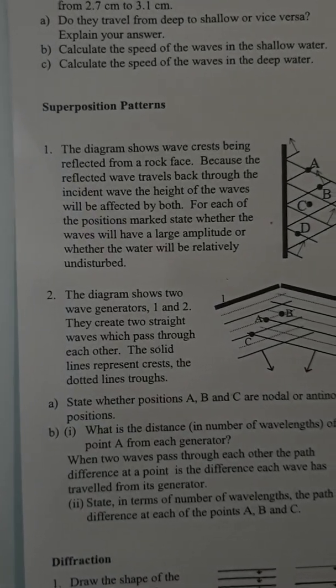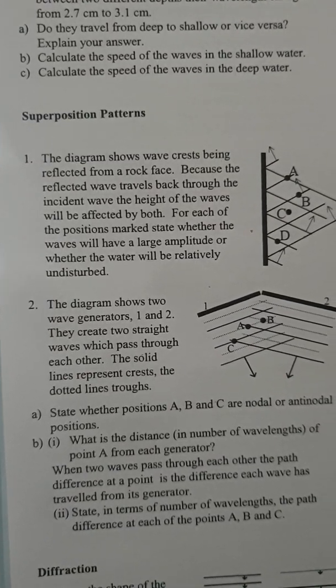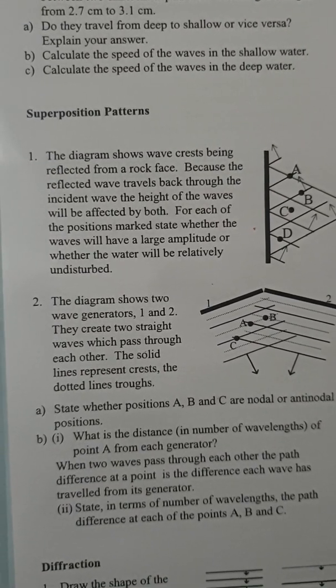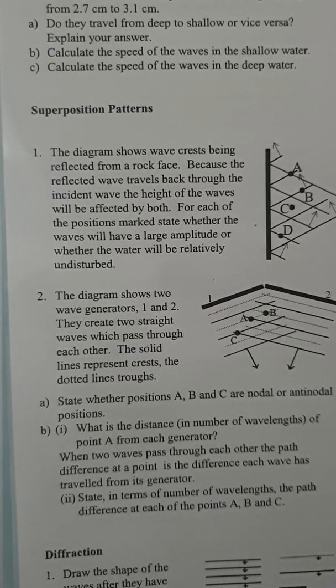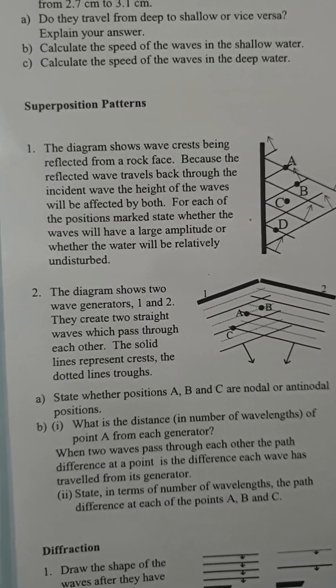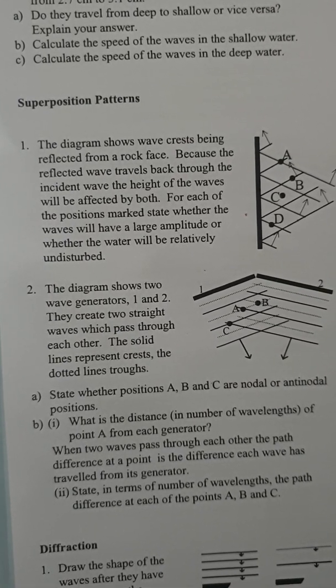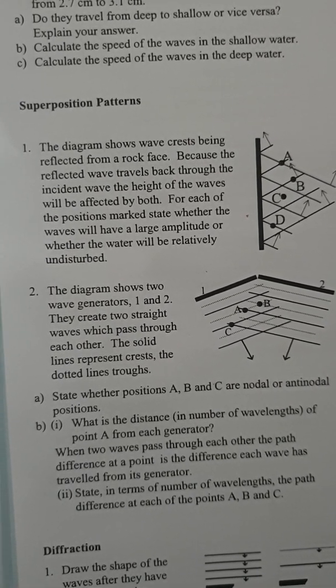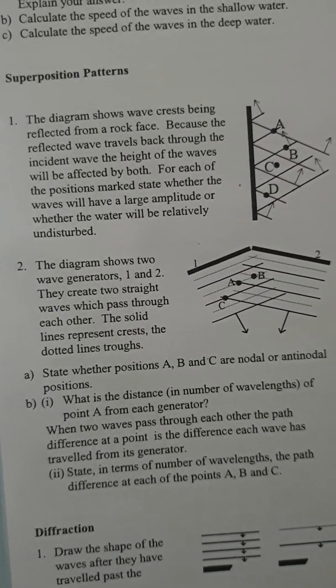The diagram shows two wave generators, 1 and 2. They create two straight waves which pass through each other. The solid lines represent the crests. The dotted lines represent the troughs. State whether positions A, B, and C are nodal or antinodal positions. Let's do that first and then we'll come back to the next part.